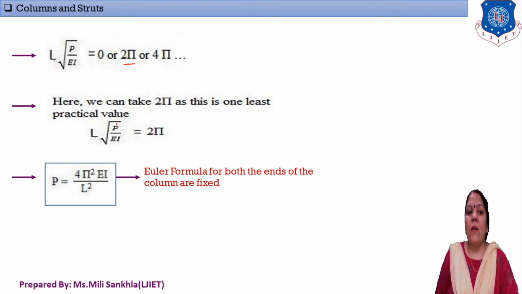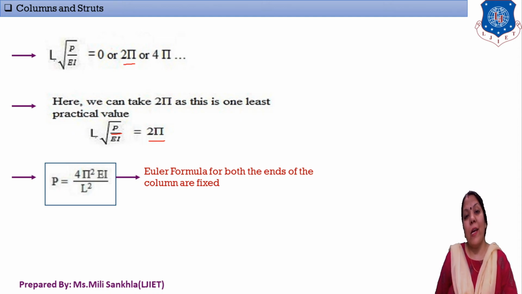Now L√(P/EI) is equal to 2π, and I make an equation in terms of Euler load. So remove this under root. If I remove this under root, that means L² P/EI = (2π)². Look at this, 2π squared means 4π². Then P = 4π² EI, cross multiply, over L². This is our final equation of Euler load for both ends of the column fixed.